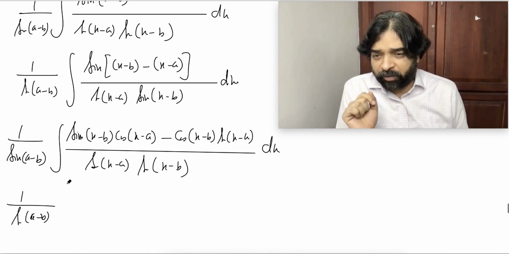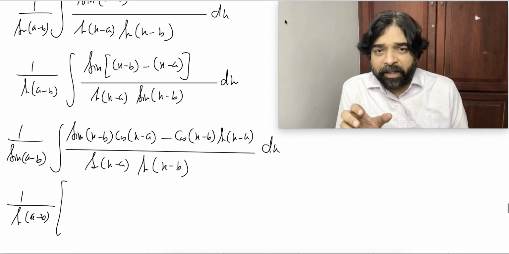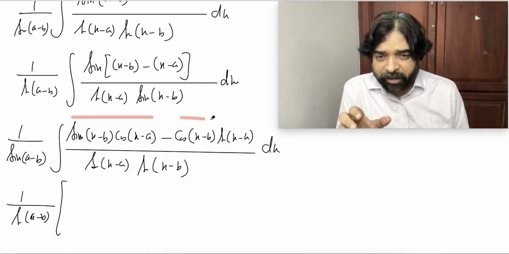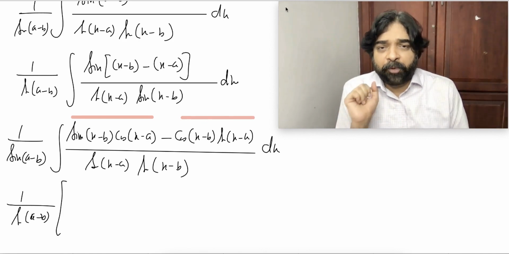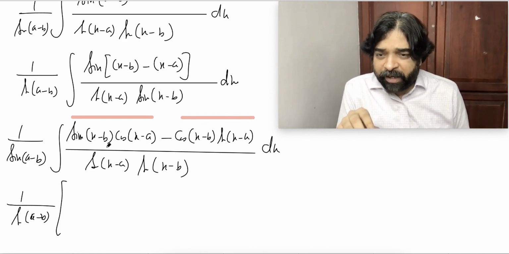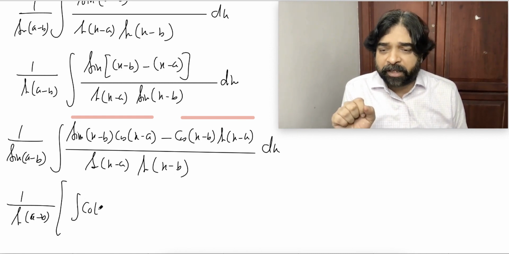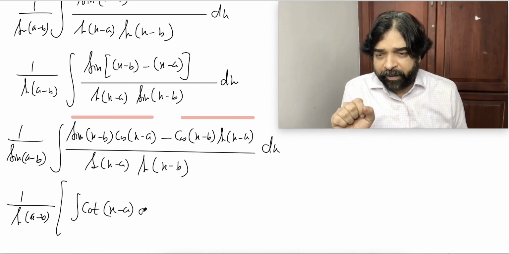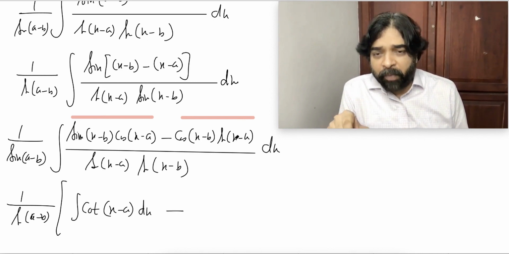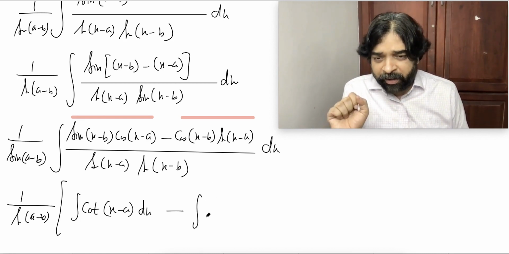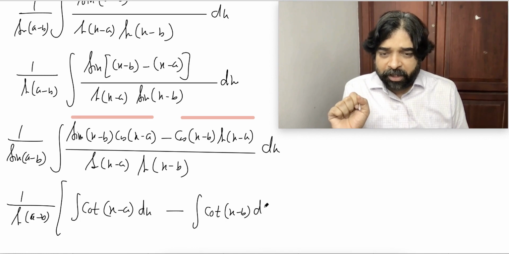Let it be like that. Watch very, very carefully. When I divide the denominator here, sine x minus B will get cancelled. Cos x minus A by sine x minus A, that is cot x minus A dx. Minus, when you divide here, sine x minus A will get cancelled and we get cot x minus B. I am sure everybody is able to understand.